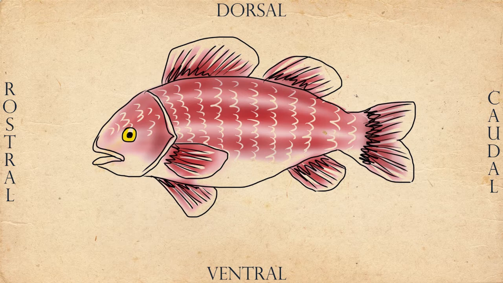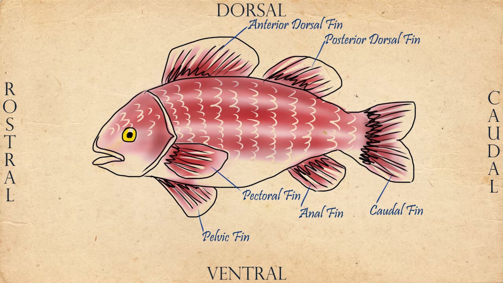These terminologies help us name the fins of the fish. On the dorsal side, there are two anterior and posterior fins. The tail is also called the caudal fin. Another fin close to the tail, on the ventral side, is the anal fin. No, it's not the most uptight fin. It's just very close to the sphincter.